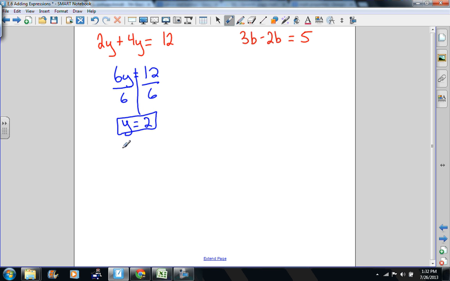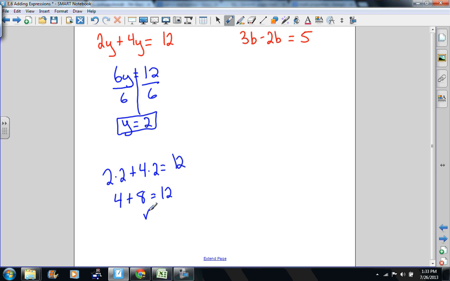Just like the last problems, we can still check our answer by taking that y and putting it back into the original equation. So we get 2 times 2 plus 4 times 2, and that whole thing should be equal to 12. 2 times 2 is 4, 4 times 2 is 8, and 4 plus 8 is equal to 12, so we have checked our answer correctly.